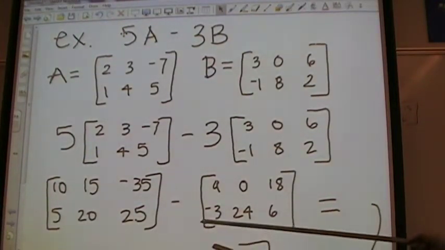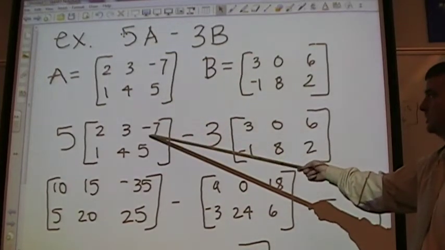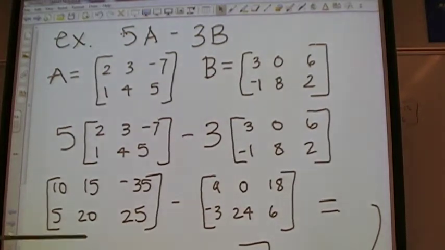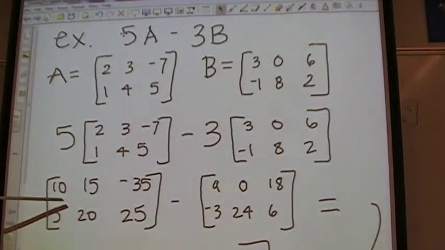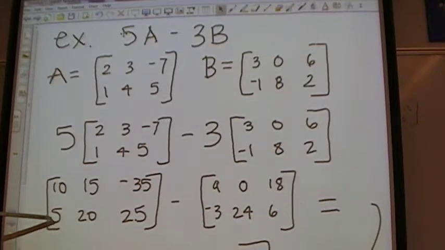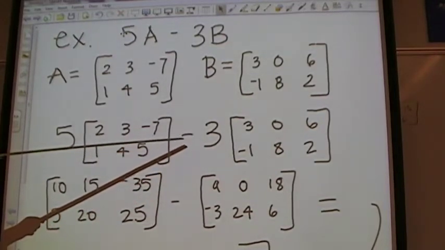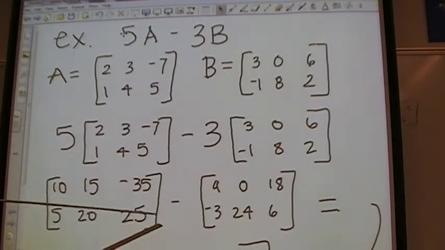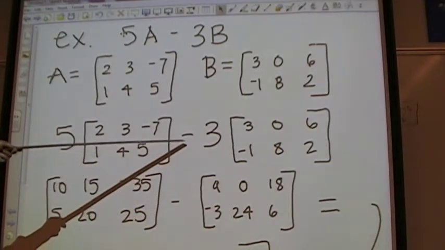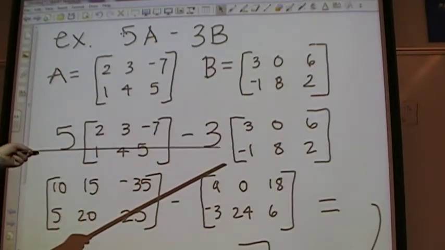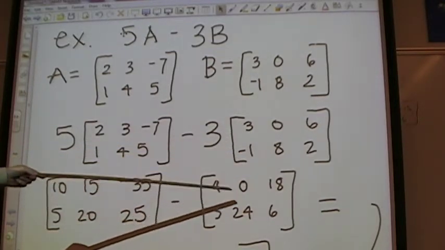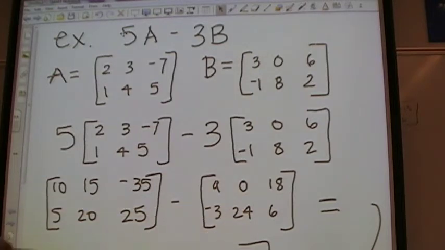So when I multiply 5 by this matrix, 5 times 2, 3, -7, and 1, 4, 5 result in this matrix: 10, 15, -35, 5, 20, 25. Here, if you want to consider -3 as a scalar, you can do that. It would just make this an addition at the end. But we just left it as 3 is the scalar. So when I multiply 3 by each of those entries, I end up with 9, 0, 18, -3, 24, 6.